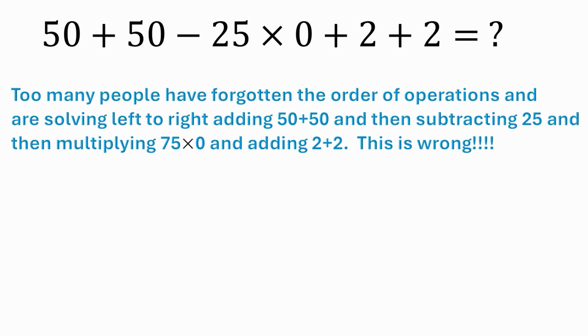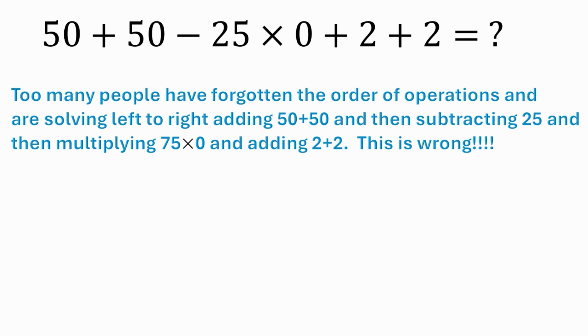The people that get 4, too many people have forgotten the order of operations. And what they're doing is solving left to right. They're adding 50 plus 50 and getting 100. And then they say, well, 100 minus 25 is 75. And then 75 times 0 is 0. 0 plus 2 equals 4. And I'll see a lot of people say, well, anything times 0 is 0, and 0 plus 2 is 4, so that's the answer. But that's wrong.